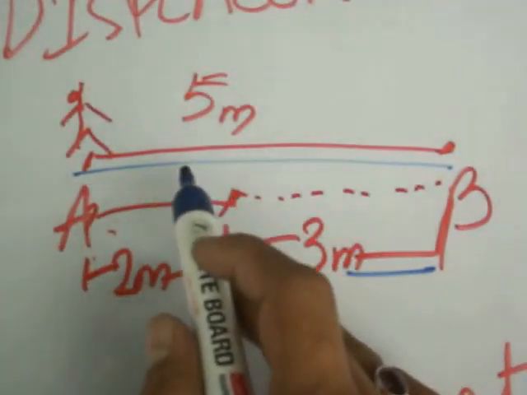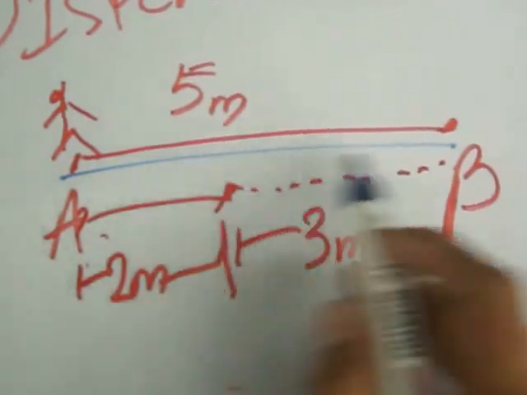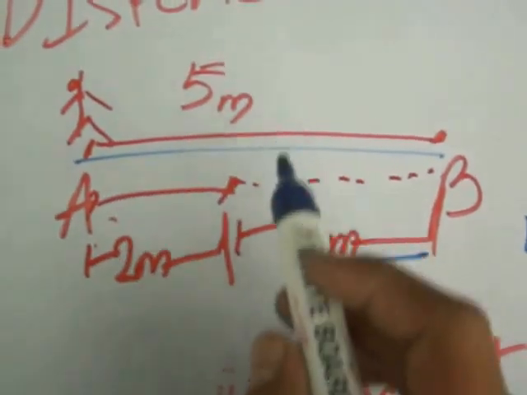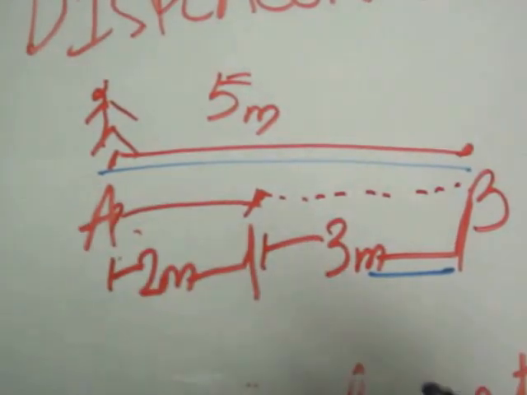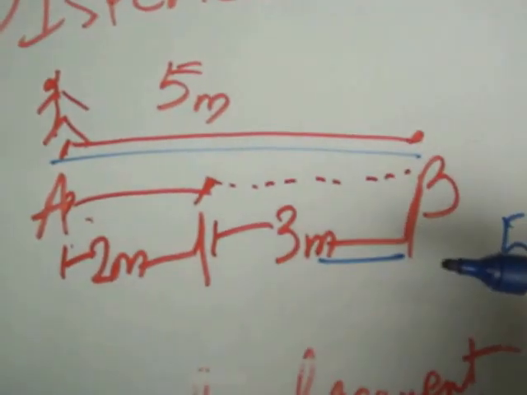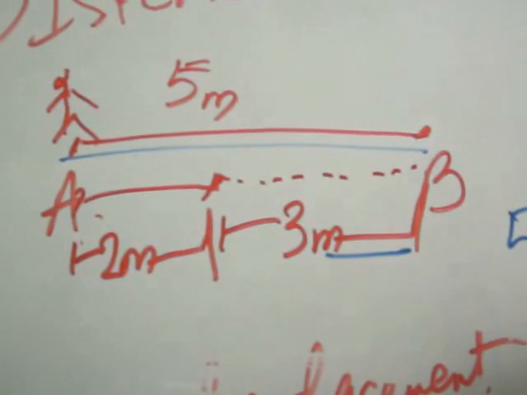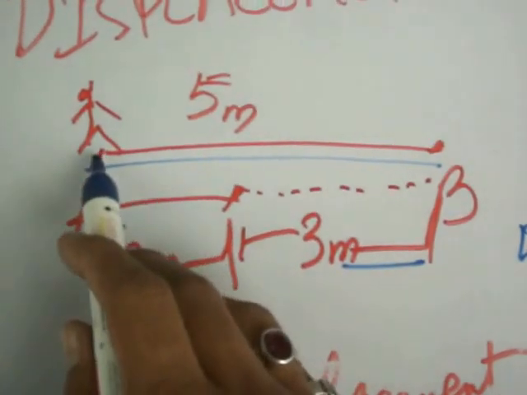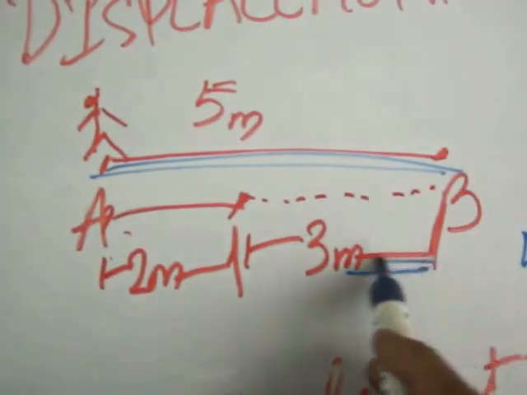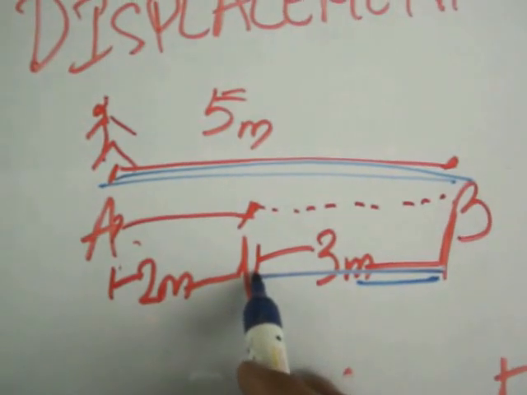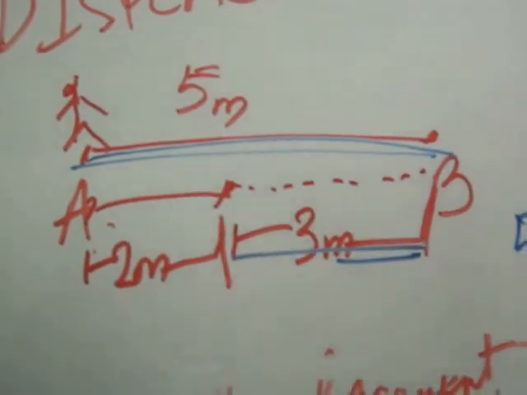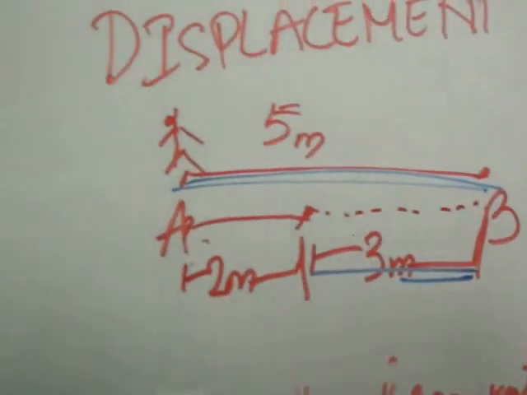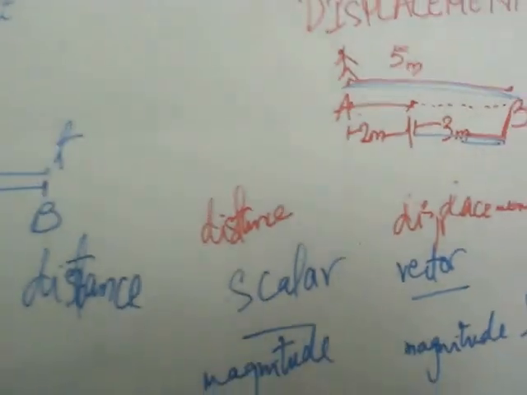Therefore, the direction, that first he goes right, then he comes left, is important in displacement, whereas in distance the direction is not important. That the person has come back is not important for distance. The person goes 5 meters, comes back 3 meters, and that is the total distance, and the distance does not require the direction. That is the way distance and displacement are defined.